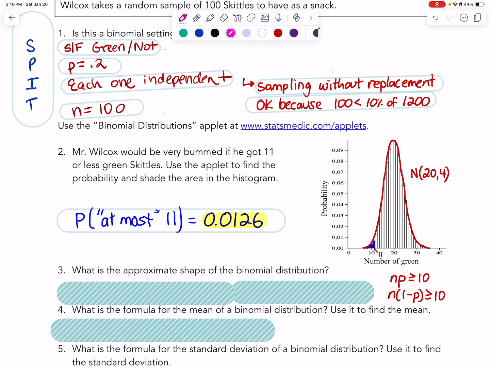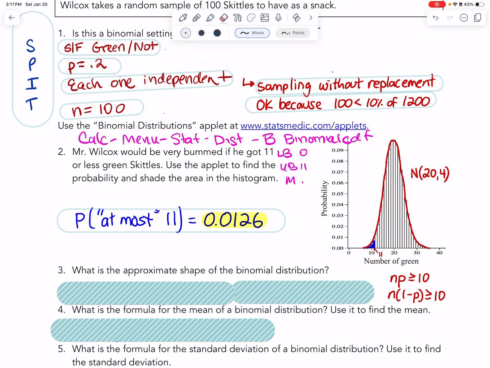On your calculator page, you're going to go to Menu, Stat, Distribution, and letter B, which is binomial CDF. Your lower bound, because this asks at most 11, is 0. Upper bound is going to be 11. Your probability is going to be 0.2, and your N is 100. That will give you the same thing as you get with the applet.